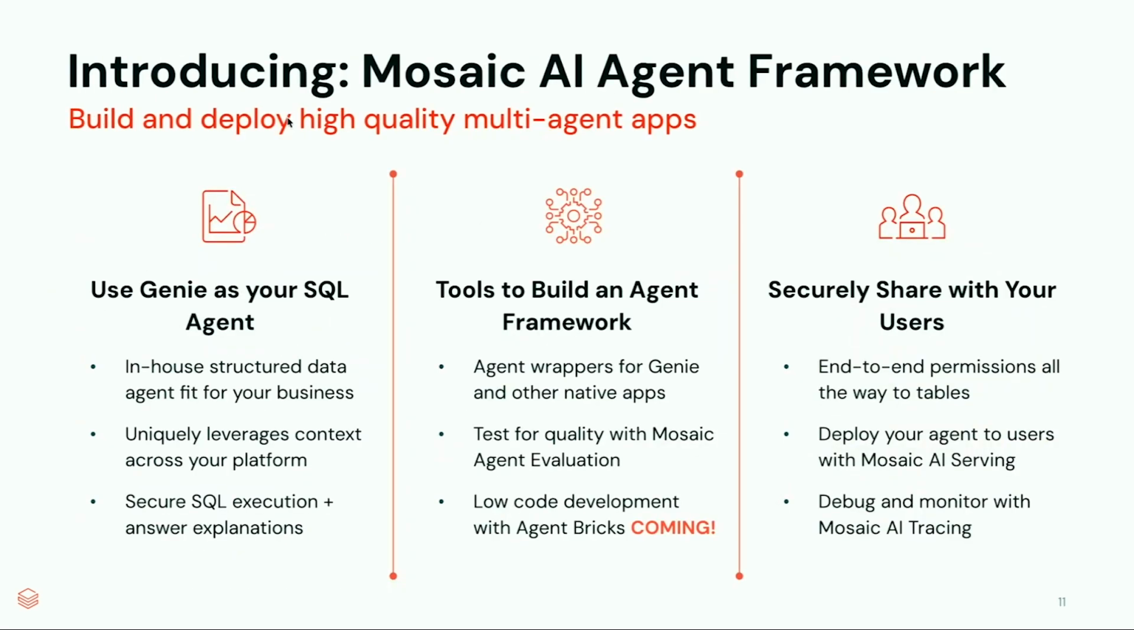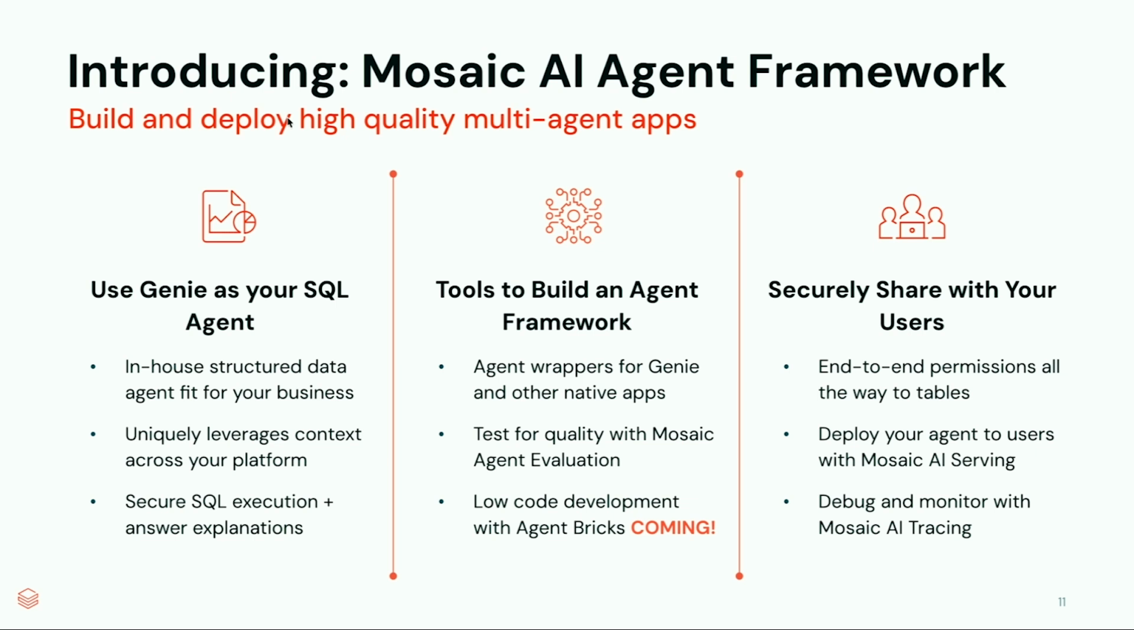So from these key use cases and pain points, we'd like to introduce the Mosaic AI agent framework. This is a suite of tools that is designed to help developers build and deploy high-quality multi-agent apps so your business users can just have one place to ask any data question. There are three key pillars for this. First is using Genie as your SQL agent. Genie is an in-house structured data agent that is uniquely fit to answer your business user questions by leveraging context from your data intelligence platform. It also handles SQL execution and answer explanations out of the box.